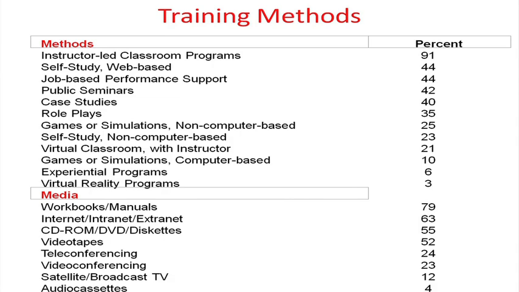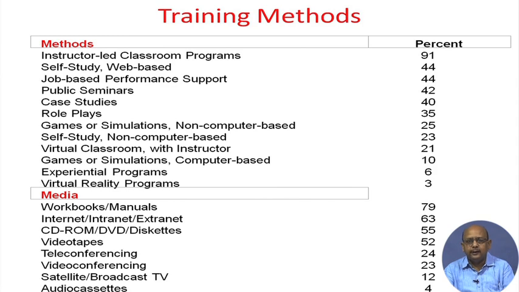Then we move to self study or computer based training, then job based performance, then seminars, case studies, role plays, simulations, self studies, and conducting classes online or in virtual classrooms. Today we have computer based simulations, experiential learning or virtual learning. So, these are the different kinds of methods being used by organizations.